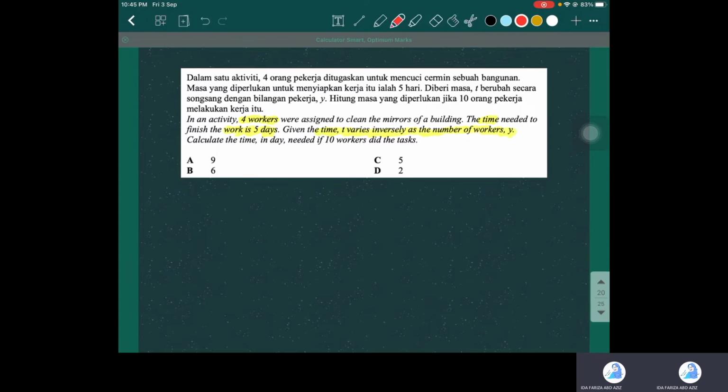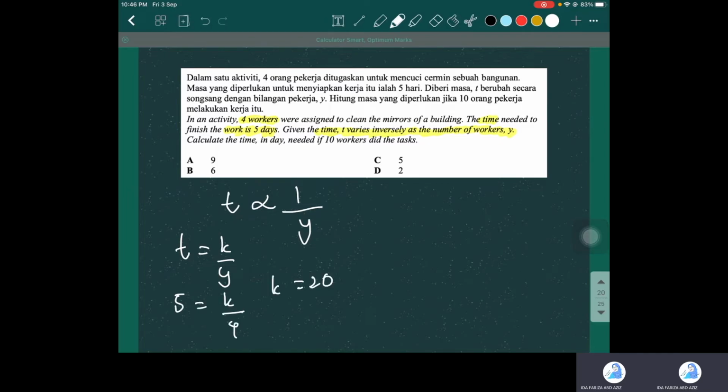Okay, dia kata time varies inversely, so 1 over y, ataupun t equals k over y lah. Calculate the time needed if 10 workers did the task. Sekarang ni 4 workers 5 days. So 5 equals k over 4 lah. So kita dapat dah k equals 20. So now t equals 20 over y.